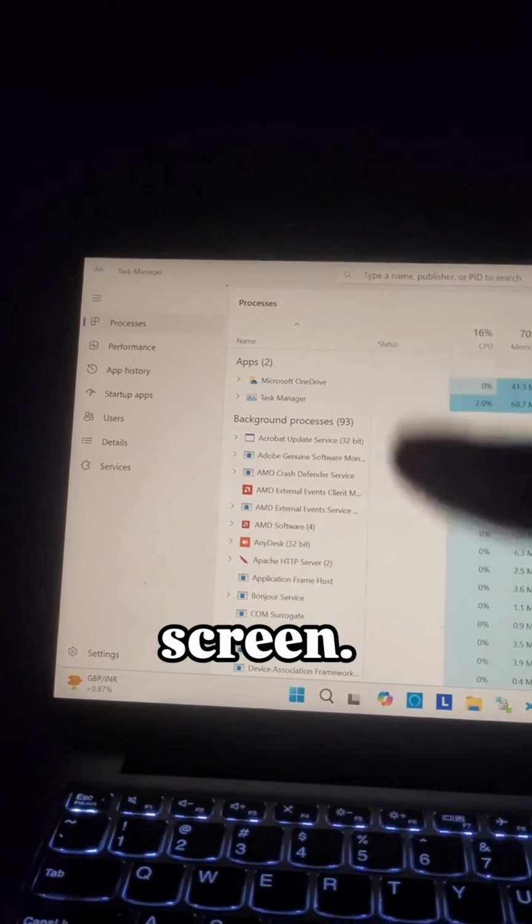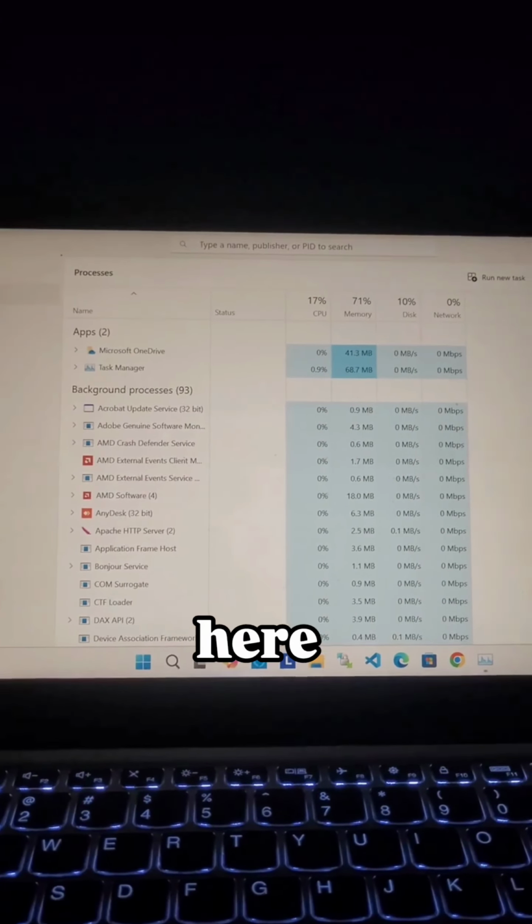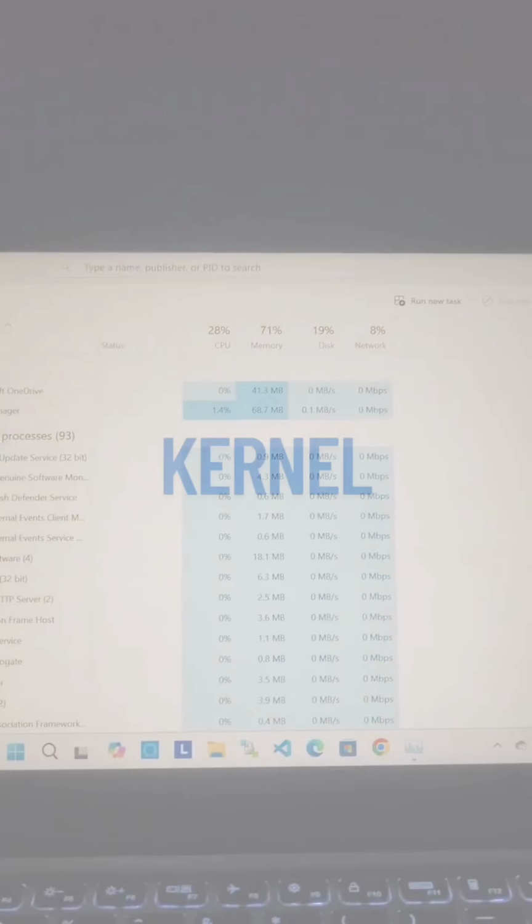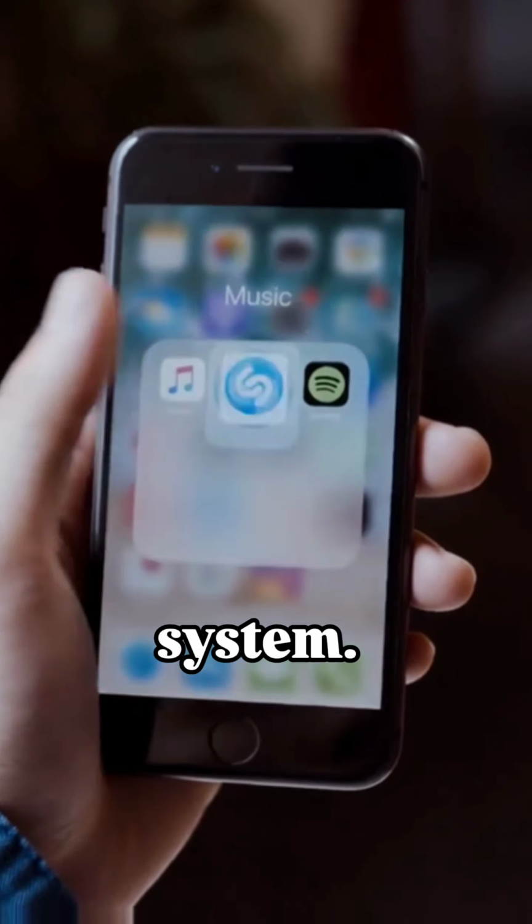This is the task manager screen. All these programs here are fighting for CPU, memory, disk space, and network. Ever wondered how these things are allocated and who controls all this? That invisible decider is the kernel, the core of your operating system.